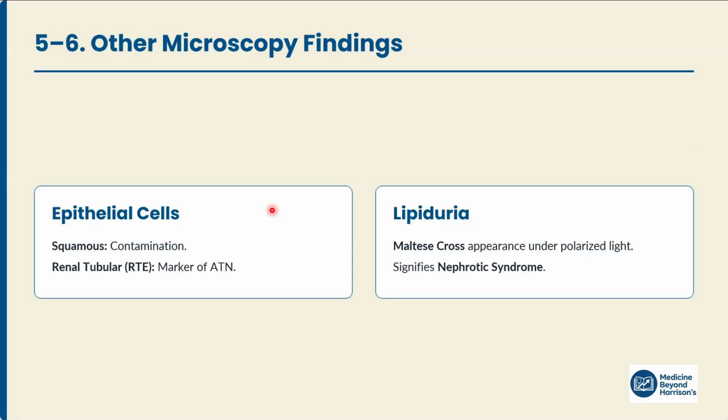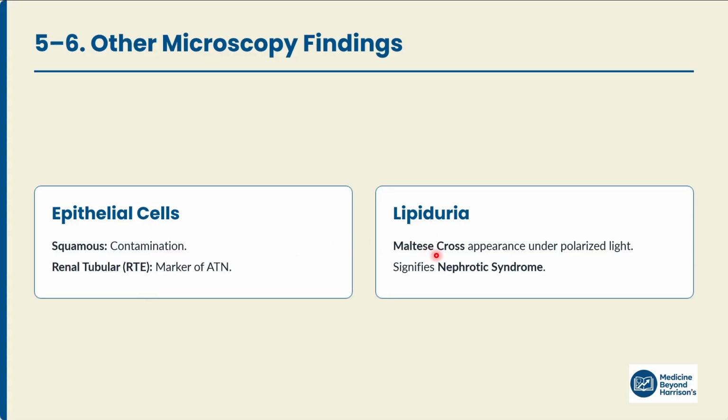Other microscopic findings are epithelial cells. When squamous epithelial cells are present, it suggests contamination from the vaginal epithelium or the vulvar epithelium. Renal tubular epithelium is a marker of acute tubular necrosis. So when you see epithelial cells, you have to ascertain whether they are from the lower urinary tract like the vagina or vulva, or from the renal tubular epithelium. Renal tubular epithelial cells are suggestive of acute tubular necrosis.